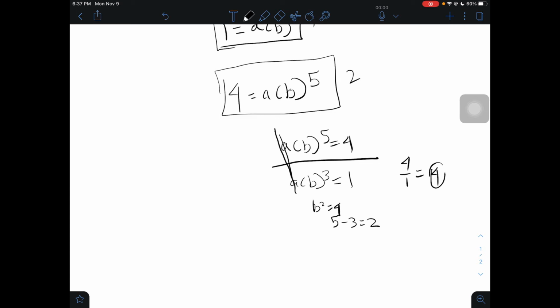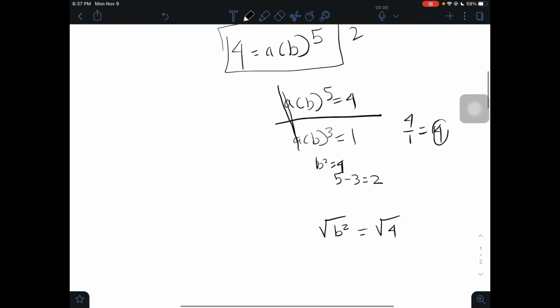And now to undo the square on the left side, we're going to take the square root of both sides. So the square root of b squared equals the square root of 4. And the square root of b squared is just b. And the square root of 4 is just 2. So you know b equals 2.